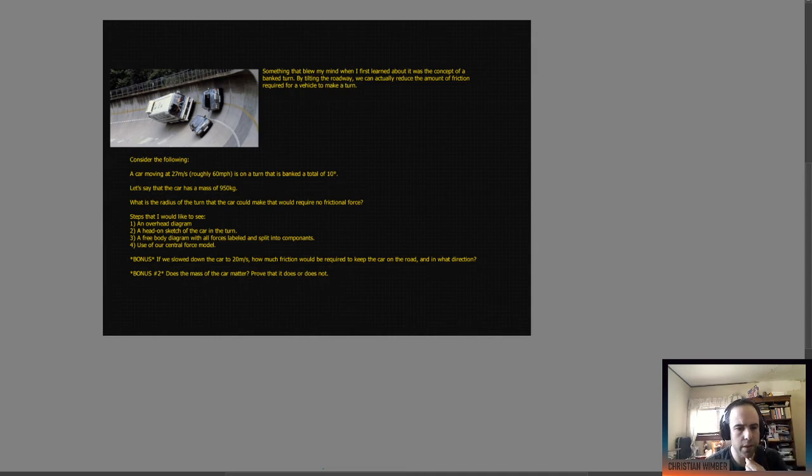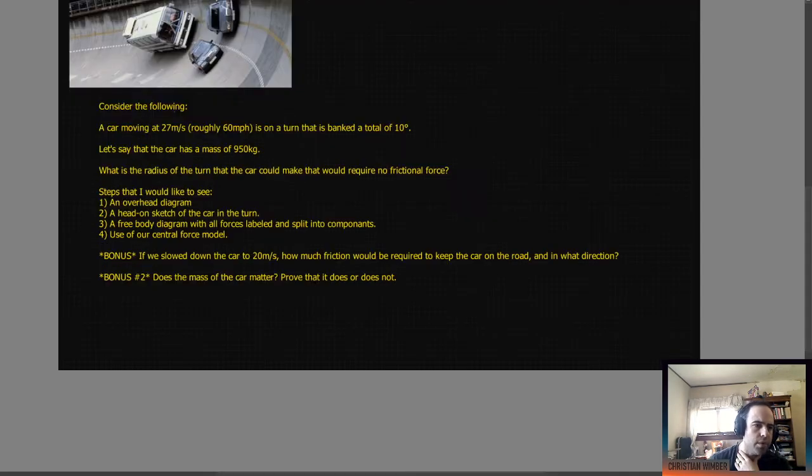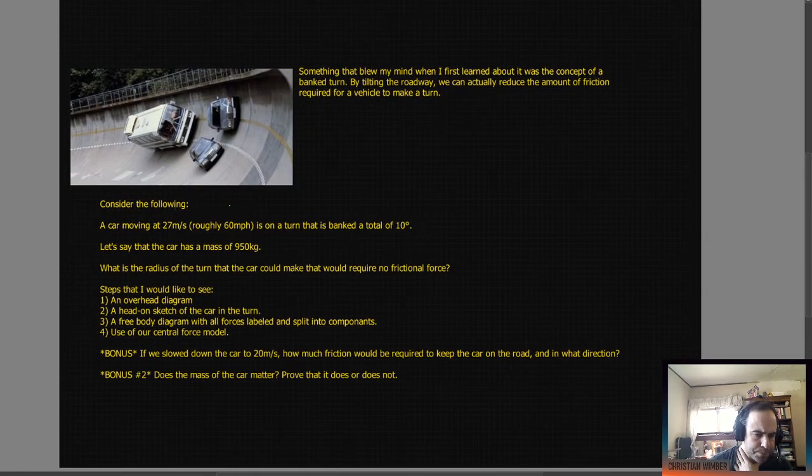Hey everyone, we're going to be going through a 7.2 problem real fast, the car banking problem. If you didn't know you can do this, it's kind of cool. You can make it so that a car turns without the person ever having to turn the steering wheel.